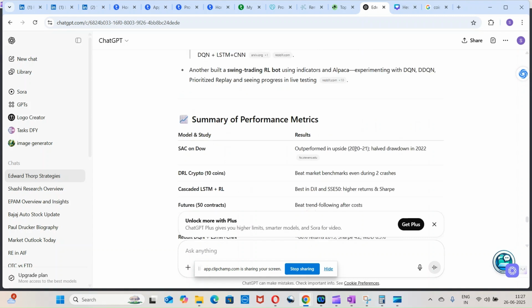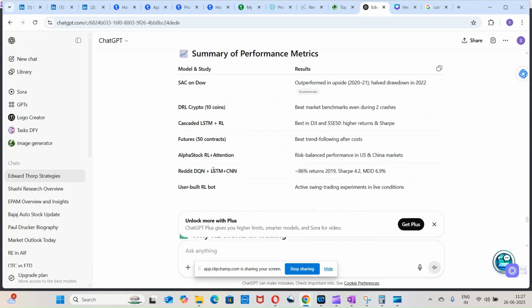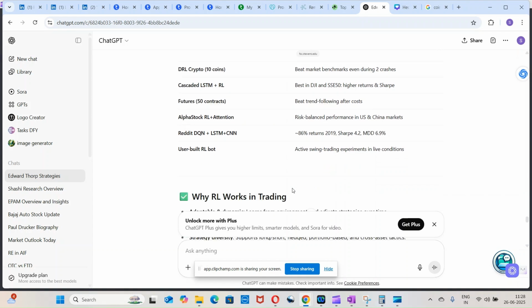Summary of performance metrics. SSC on Dow outperformed in upside as well as halved the drawdown in 2022. DRL crypto 10 coins beat market benchmarks even during two crashes. Cascaded LSTM plus RL was best in DJI and SSE 50, with higher returns and Sharpe. Futures 50 contracts beat trend following after costs. Alpha stock RL plus attention gave risk balanced performance in US and China markets. Reddit DQN plus LSTM plus CNN had 86% returns with a Sharpe ratio of 4.2 and MDD of 6.9. User built RL model, active swing trading experiments in live conditions.